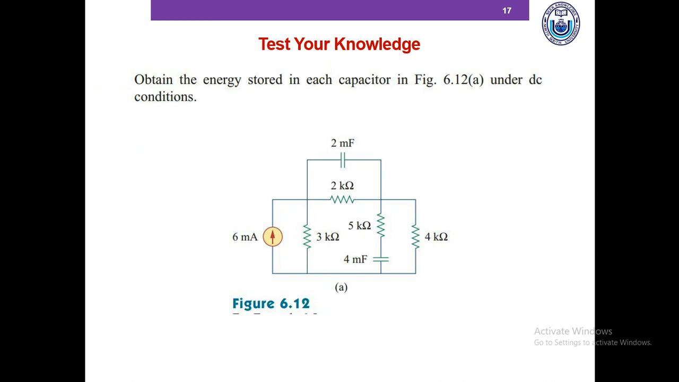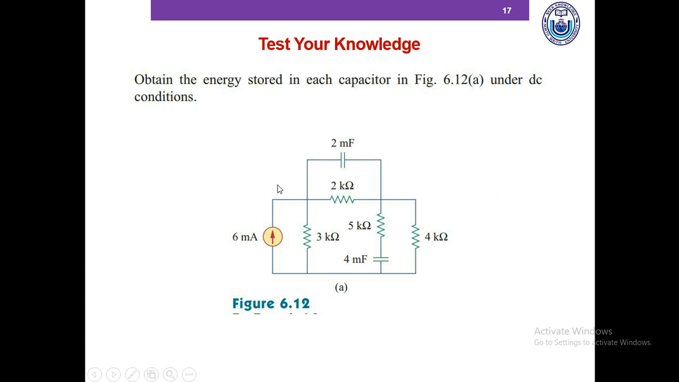Hopefully we've been able to solve this problem. The question clearly states under DC conditions, which means we can replace the capacitor with an open circuit, because the capacitor is an open circuit under DC conditions. And this one, we can also replace with an open circuit. Even if it wasn't mentioned in the question, we can still see that it's a DC circuit, because the only source here is a constant current source. It's not something like 6 sine omega t.